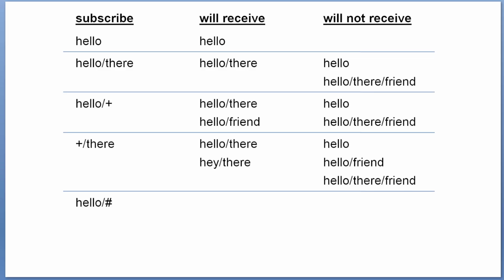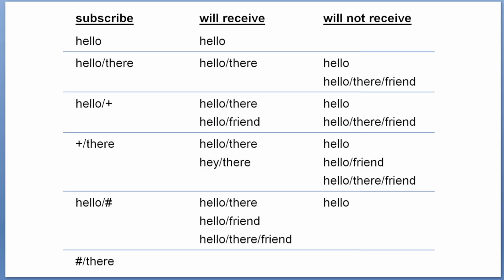This gives you access to all messages regardless of how many elements come after the provided string, meaning if you subscribe to hello/hashtag, you'll receive hello there, hello friend, hello there friend, but you won't receive hello, because it's going to need at least two, but can have more than two elements. Lastly, if you put the hashtag first, it won't work. You won't receive any messages at all.